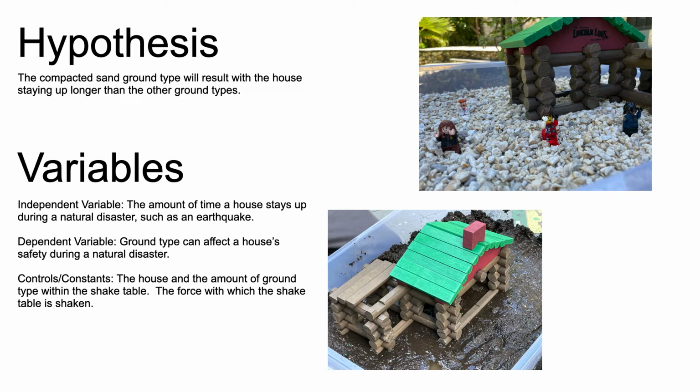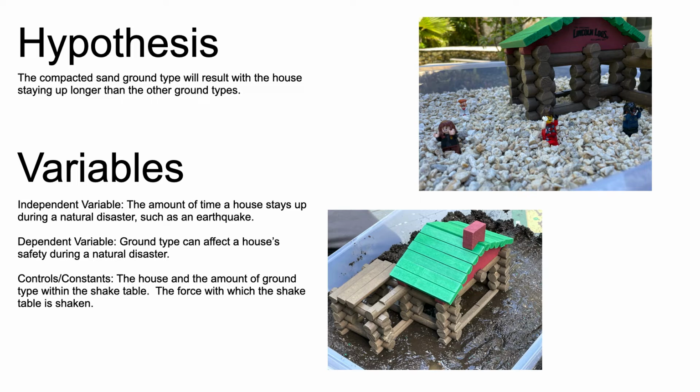My hypothesis is that the compacted sand ground type will result in the house remaining standing longer than the other ground types. The amount of time a house stays up during a disaster serves as the independent variable. The dependent variable is represented in that the ground type can affect a house's safety during a disaster.